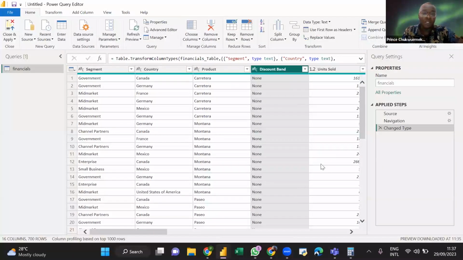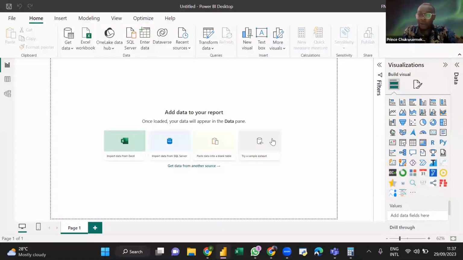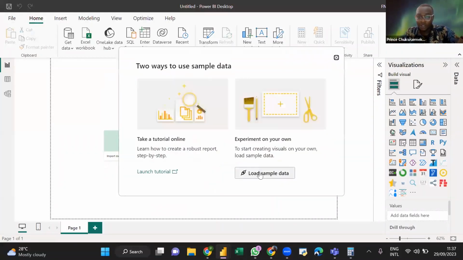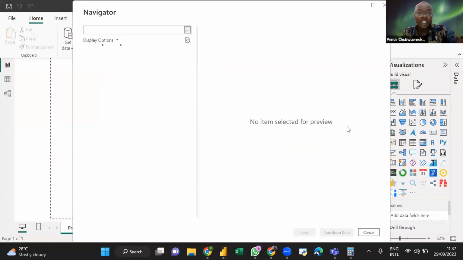So I was talking about Power Query. This is Power Query. Let me just take it a little bit back again. In Power BI here, I said we're going to be trying out the data source that comes with Power BI. So I'm going to click here, which is try data. In Power BI, you will see try a sample data source. If I click here and click on load sample data, it brings me to this navigator.